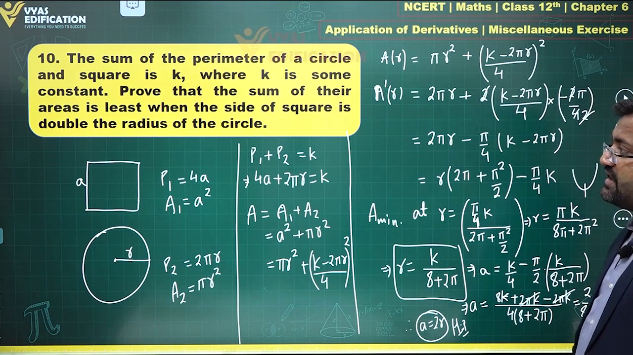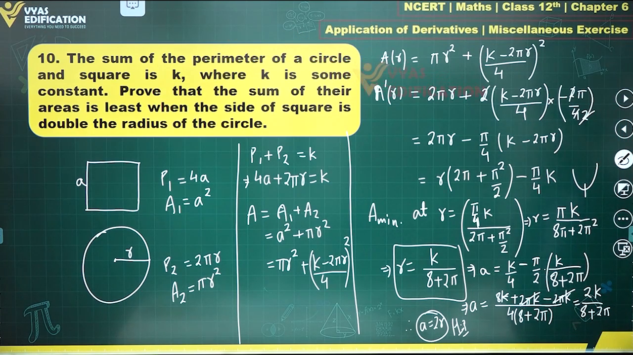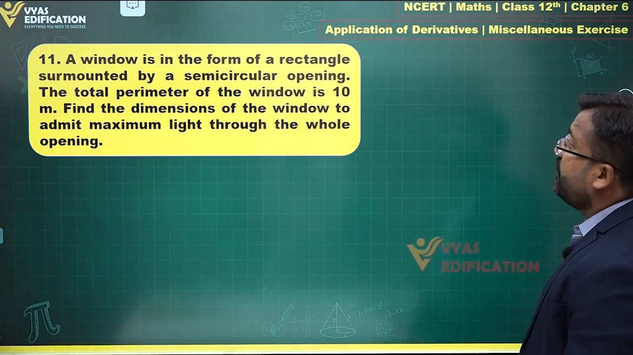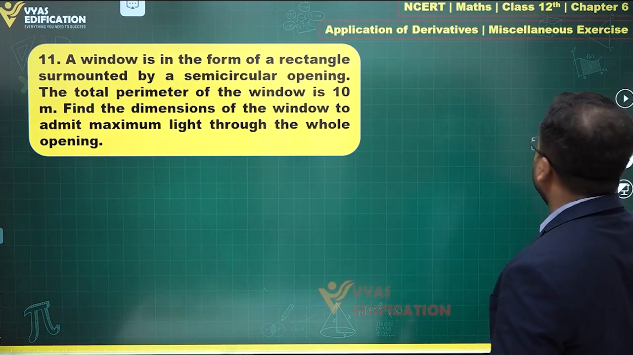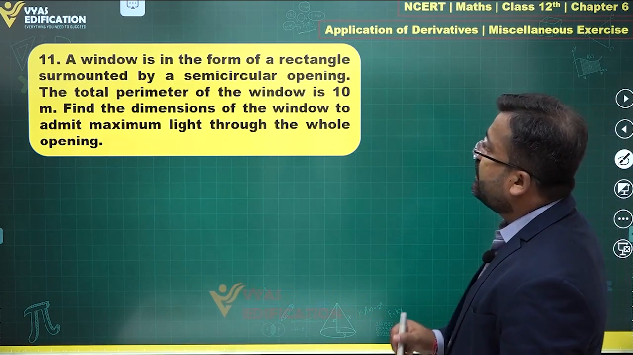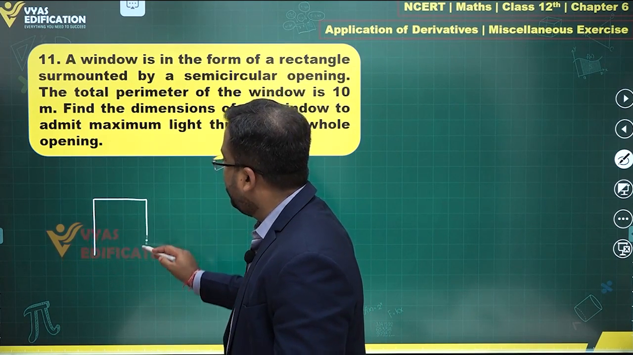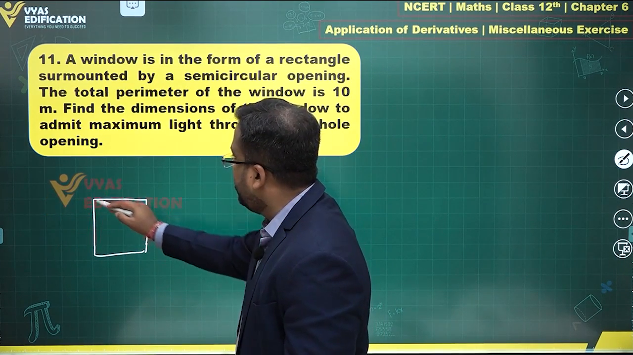Yes, you can write these results, and that's okay. That's a complete solution of this question. You can take a look at this, this 10th question. The 11th question says a window is in the form of a rectangle surmounted by a semicircular opening. The total perimeter of the window is 10 meter.